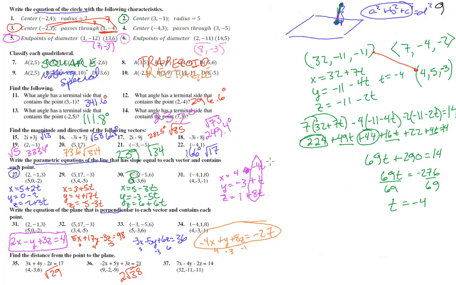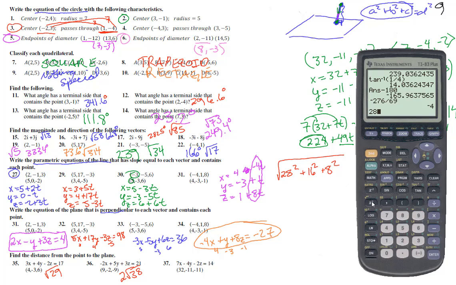So 32 down to 4, that's 28 squared plus, then we've got -11 to 5 is 16, and then we have -11 to -3, and that's an 8. So 8 squared. So we've got to take the square root of 28 squared plus 16 squared plus 8 squared. I'm going to need a calculator for that. 28 squared plus 16 squared plus 8 squared, and that equals 1104. So square root of 1104.